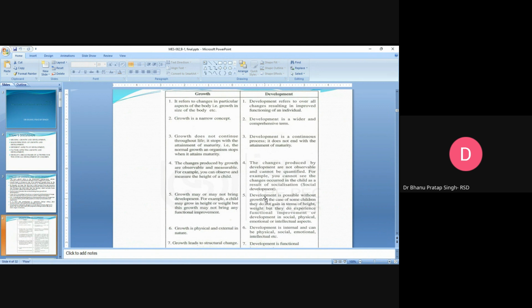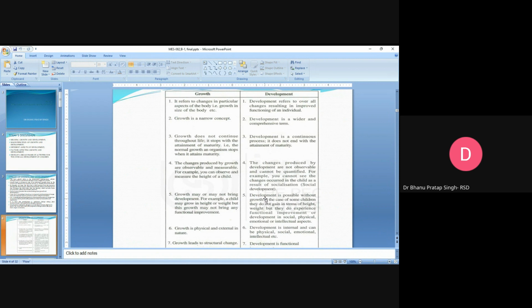Growth does not continue throughout life. It stops with the attainment of maturity. That is, the normal growth of an organism stops when it attains maturity. Like you can see the growth in a human being, after a particular age that growth becomes stable. But as far as development is concerned, development is a continuous process. It does not end with the attainment of maturity. It means that when growth becomes stable, development is still continuing.